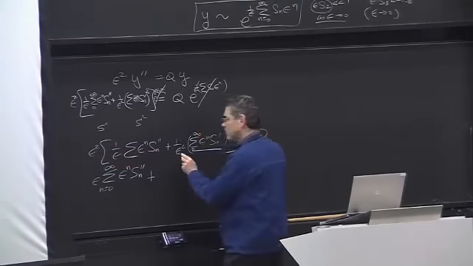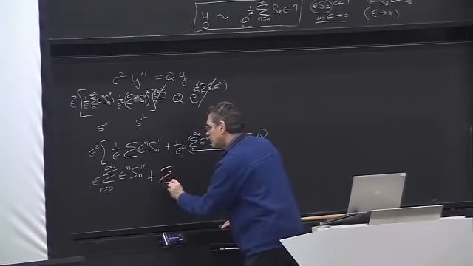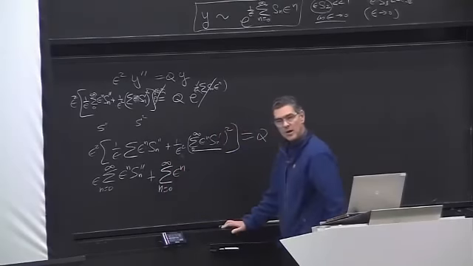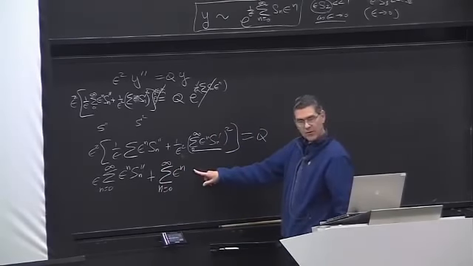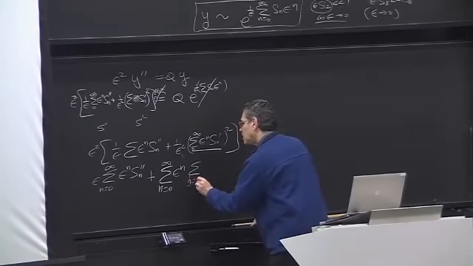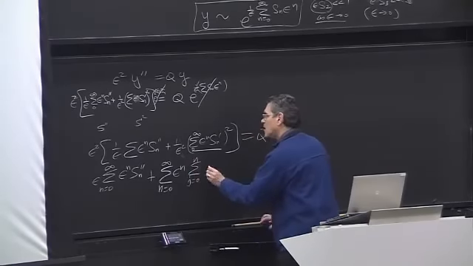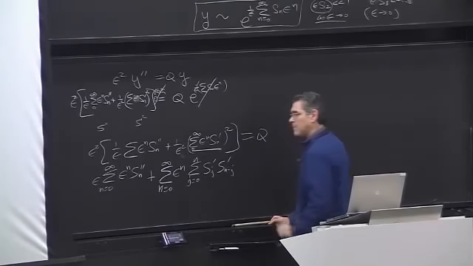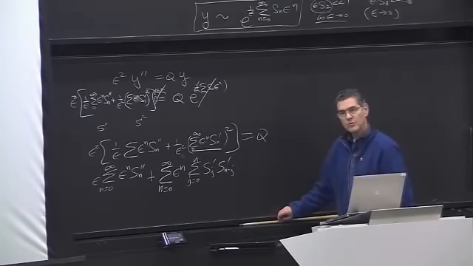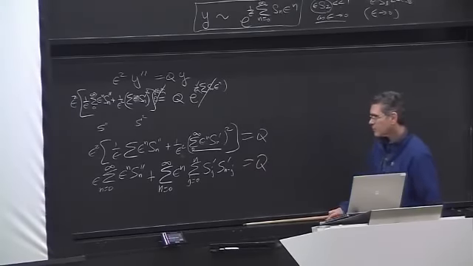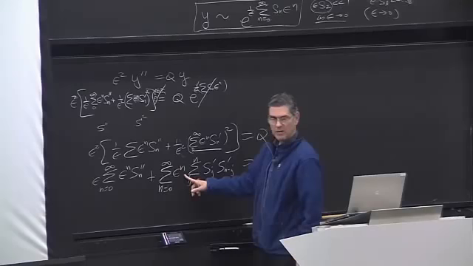The epsilons cancel. You have a series from n equals 0 to infinity, epsilon to the n. But the nth term in that series is a convolution. It is the sum from j equals 0 to n of s_j s_(n minus j). Do you see that? And this is equal to Q, epsilon to the n.